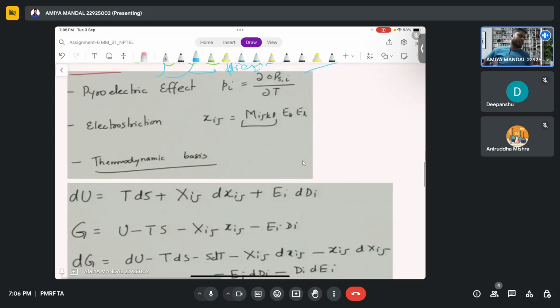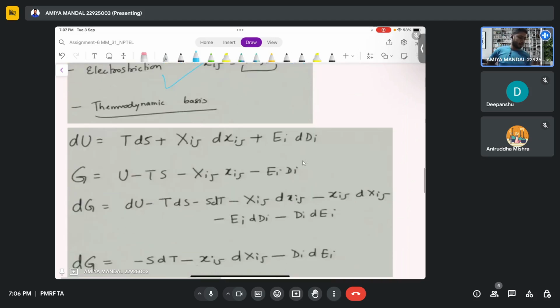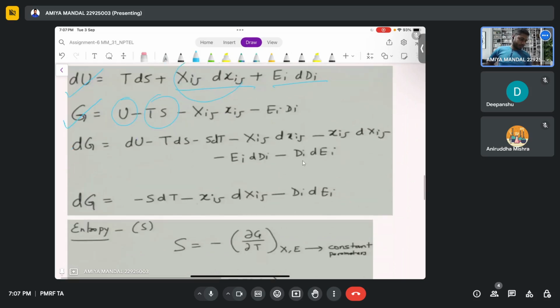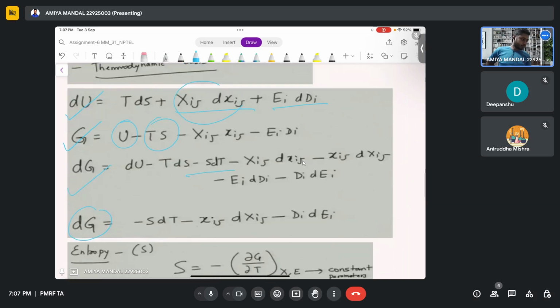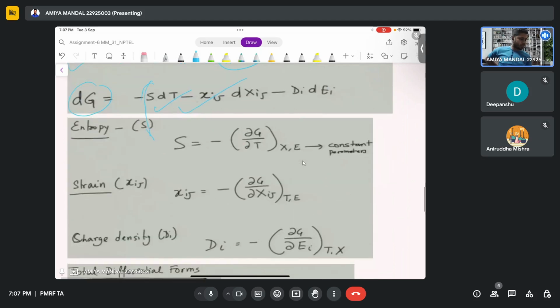And pyroelectric. So you have learned about the pyroelectric effect, electrostriction, and del G, which is based on U, dS, and dU, which is nothing but this, this electric field, and this. So for del G, finally, put the dU value here, and you can see that this term and this term will cancel out. From this, finally, you can calculate entropy.